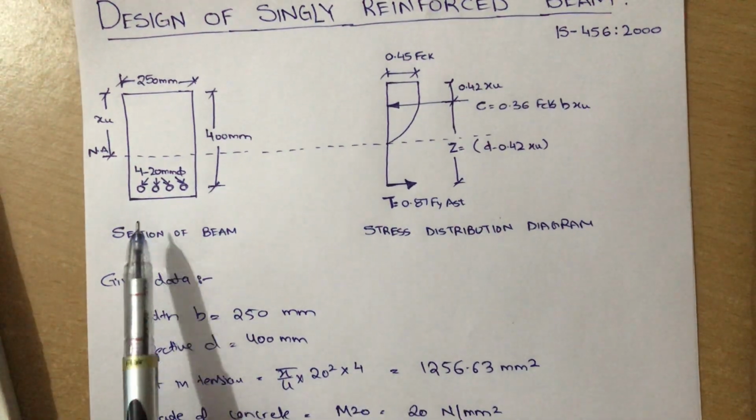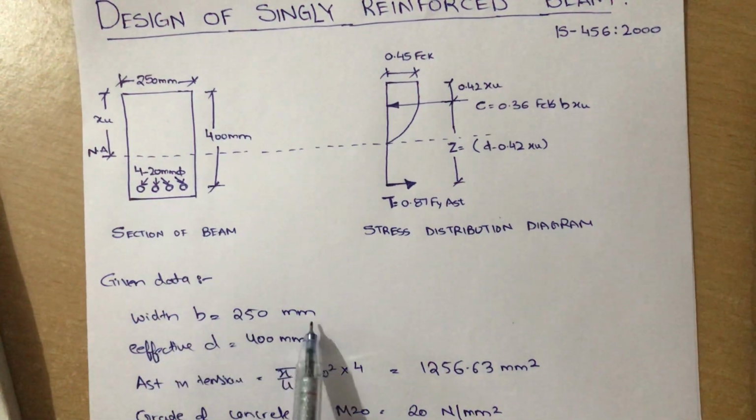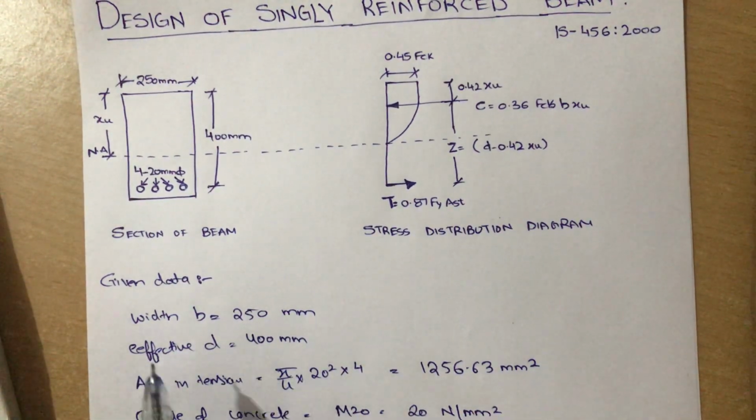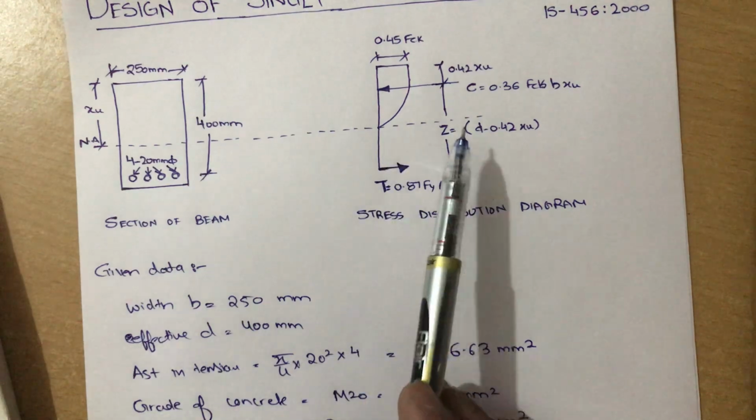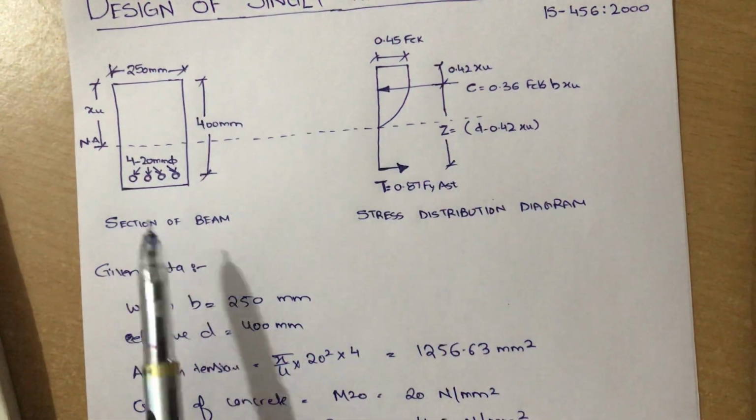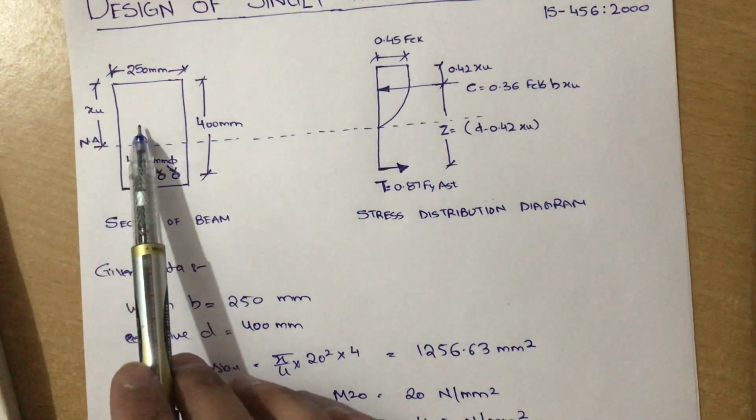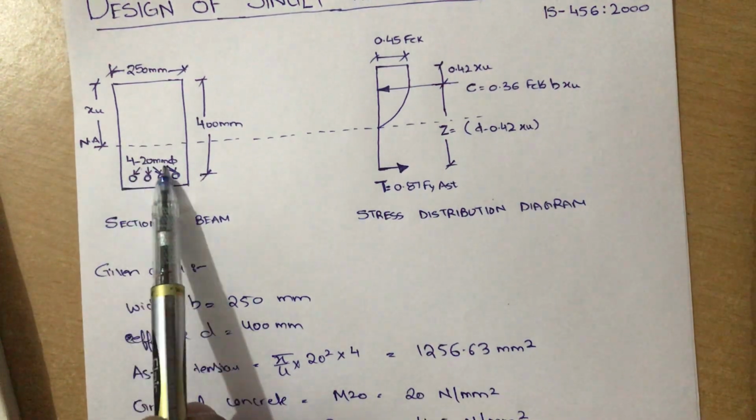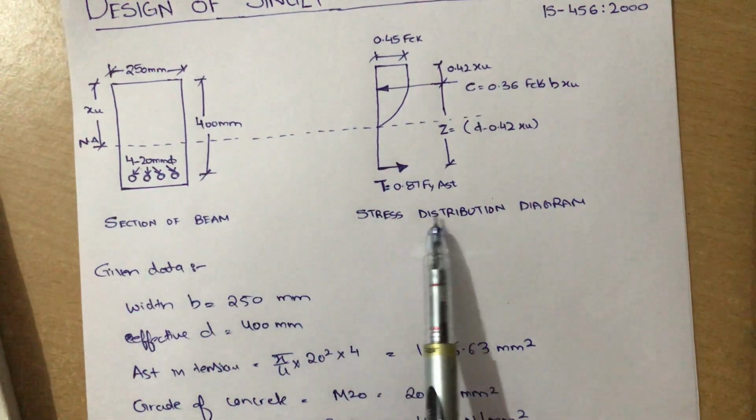So here is our section. We have given data: a width of section which is equal to 250 mm, effective depth D which is 400 mm, and area of steel in tension. In a singly reinforced beam, steel is provided in the tension zone only. Above the neutral axis, the zone is compression, and below the neutral axis, the zone is tension. So this is very clearly detailed in the stress distribution diagram.